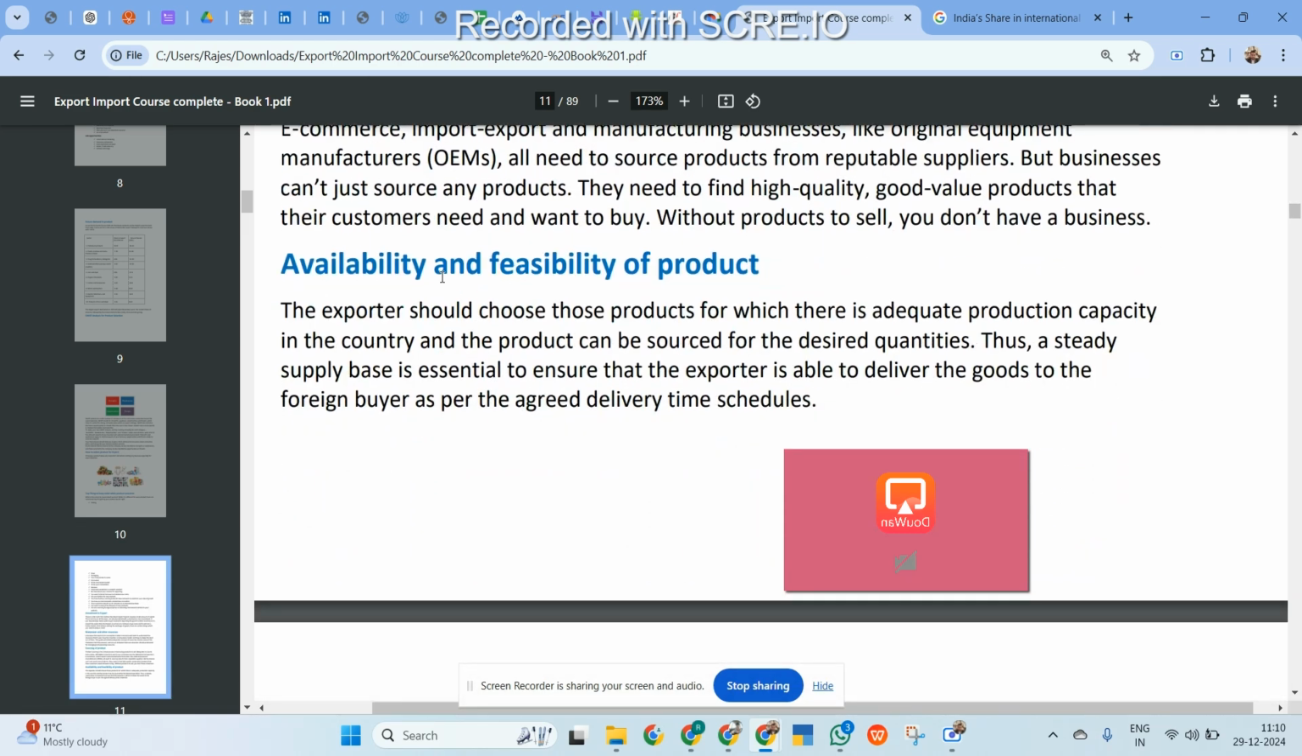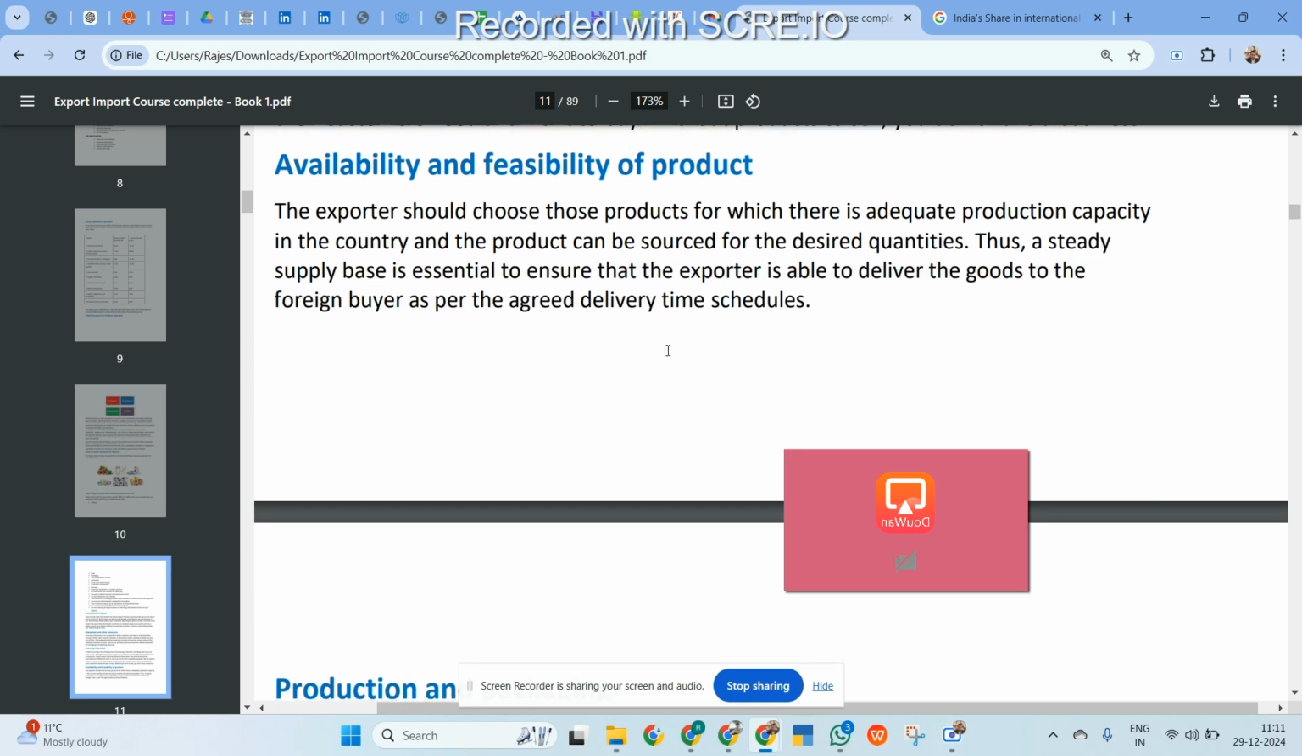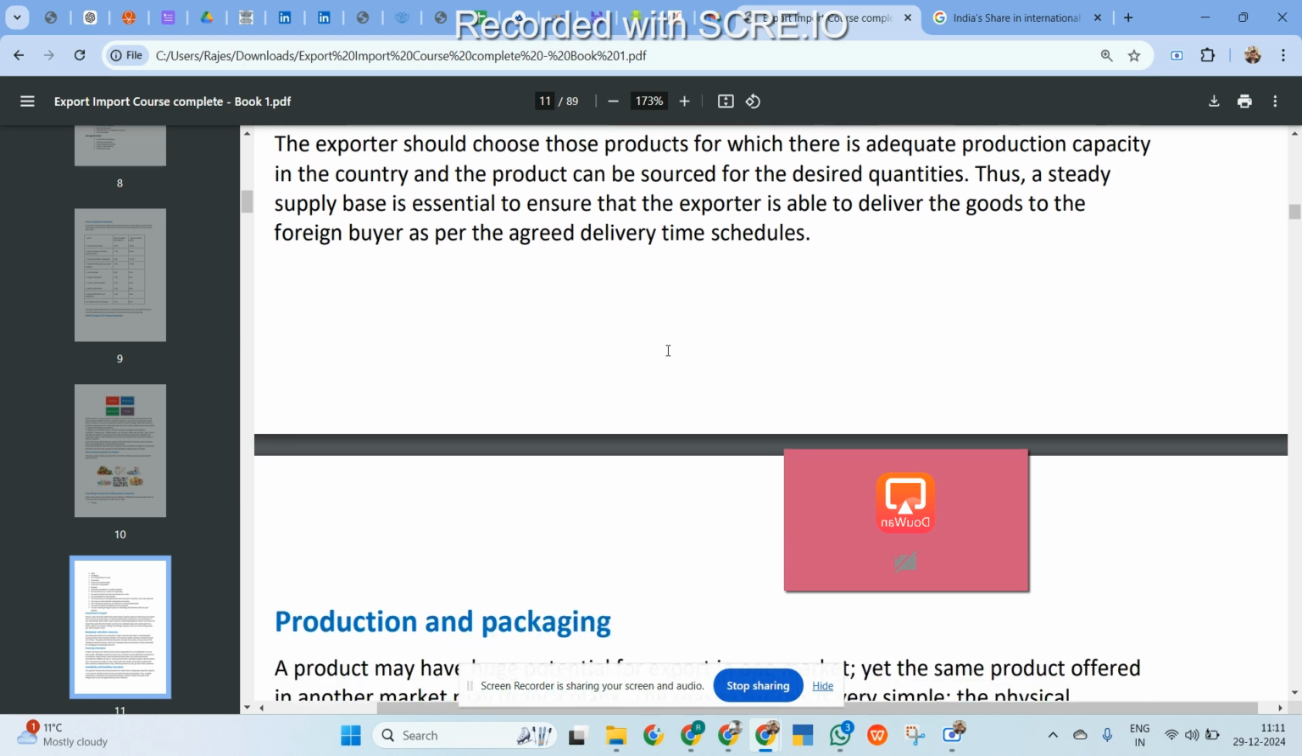Availability and feasibility of the product. The exporter should choose those products for which there is adequate production capacity in the country and the product can be sourced for the desired quantity. Thus, a steady supply base is essential to ensure that the exporter is able to deliver the goods to the firm buyer as per agreed delivery time schedule.